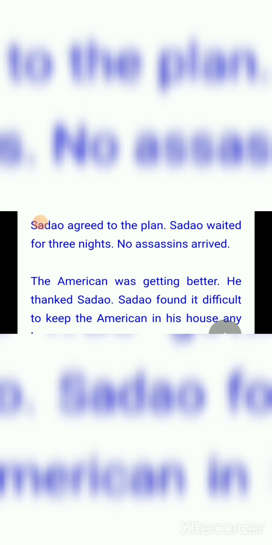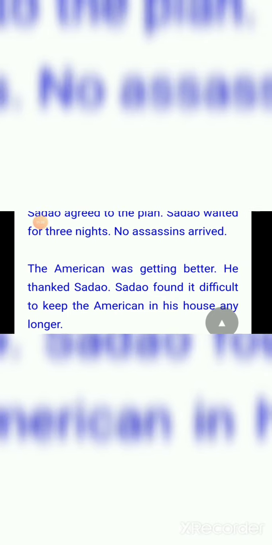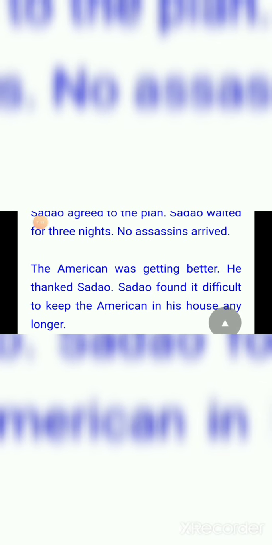He thanked Sadao. Sadao found it difficult to keep the American in his house any longer. When he got well, then it was very difficult for both to keep him safely in the house for any longer. As the doctor was instructed by the general and he was tired of waiting for the assassins to do away with the American prisoner, Dr. Sadao decided to help him to escape. Now he changed his mind.